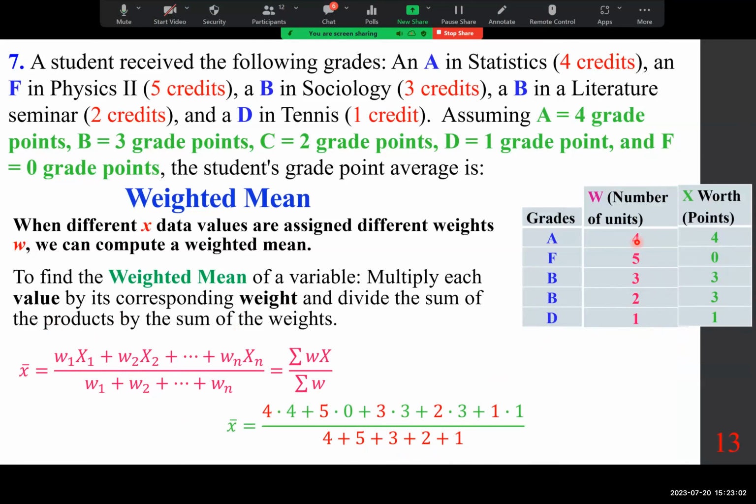So again, multiply this column by this column, 4 times 4, 5 times 0, 3 times 3, 2 times 3, 1 times 1, and add up these numbers, put them at the bottom, you get 32/15. And normally we go with 2 decimals, however many decimals they ask you, 2.133 is the GPA for that semester for that student.